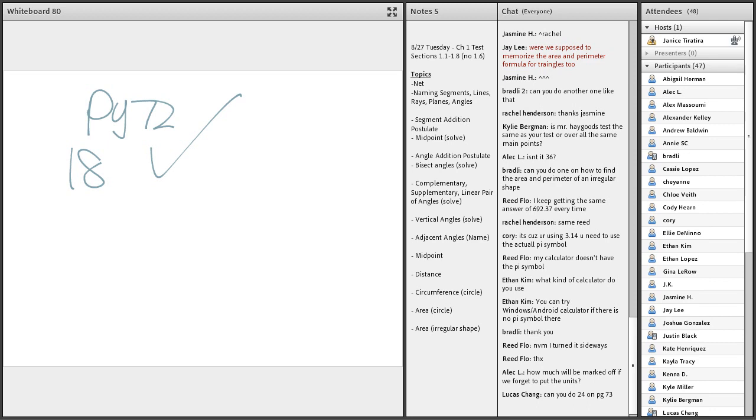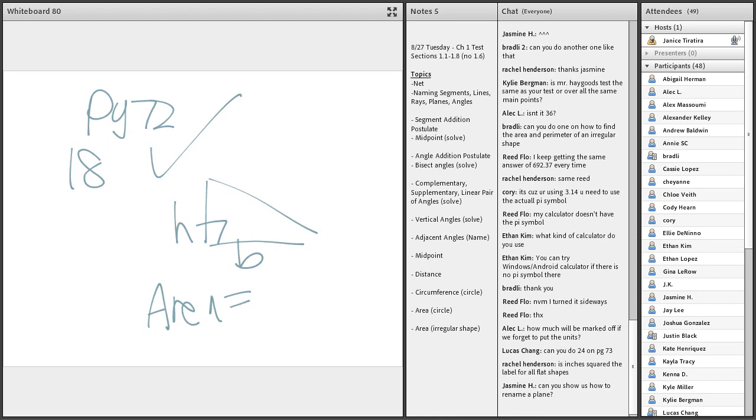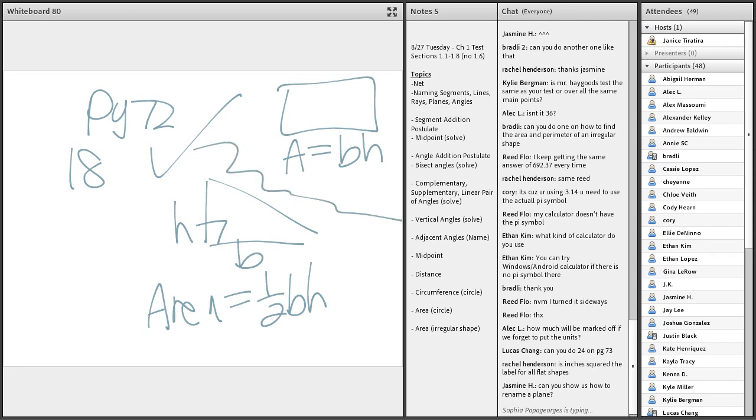Thank you, guys. I'm supposed to memorize the area and perimeter formula? Yes, you do need to know your area formula for triangle. Area for triangle is 1/2 base times height. Area for a rectangle is just base times height. Okay. Perimeter, don't even memorize the formula. It's just add all the sides.